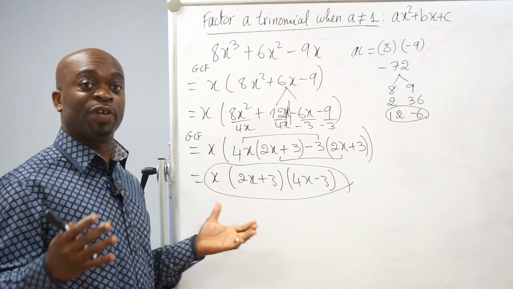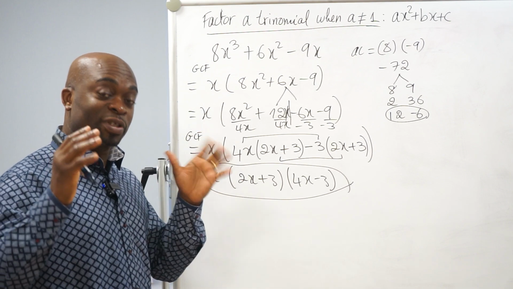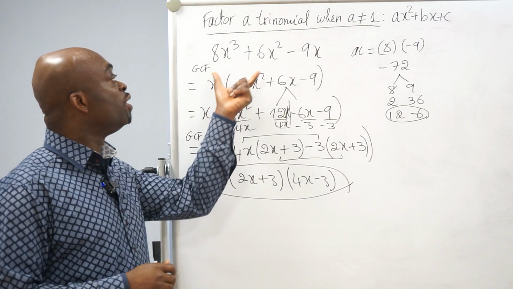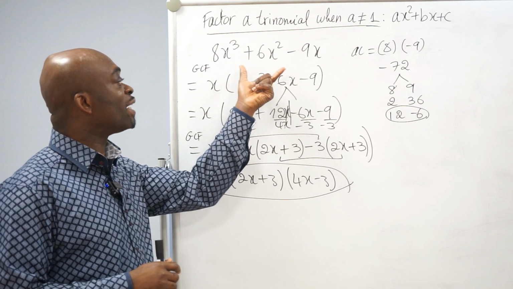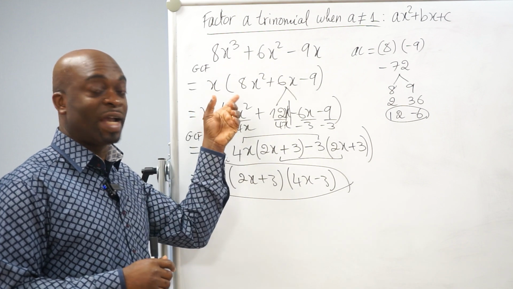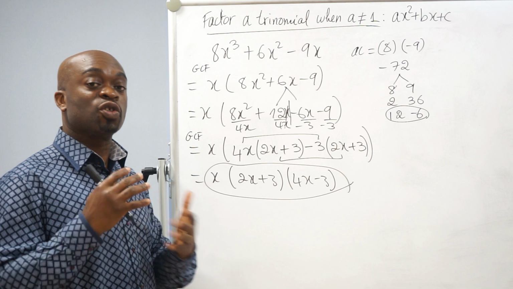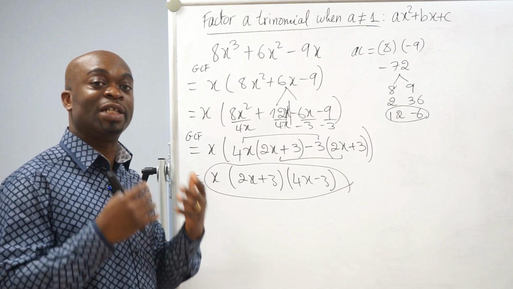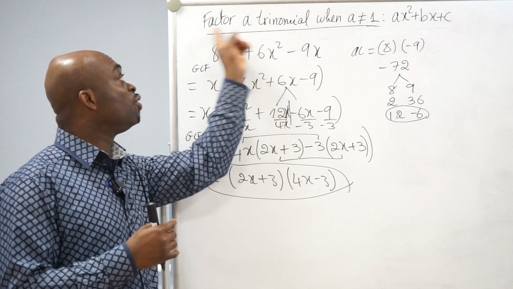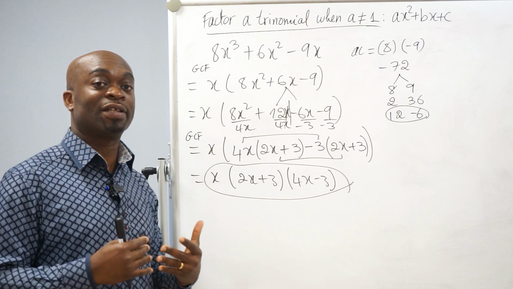It's not difficult, but the most difficult thing when it comes to this problem is to check and see that there's a greatest common factor x for all the 3 terms. So always when you have a problem to deal with when it comes to factoring, you always have to look at the greatest common factor. All right?